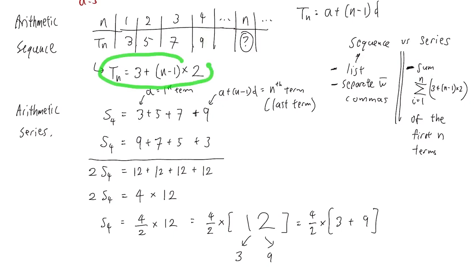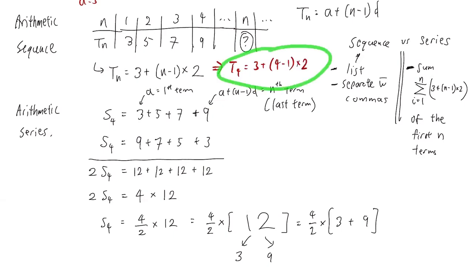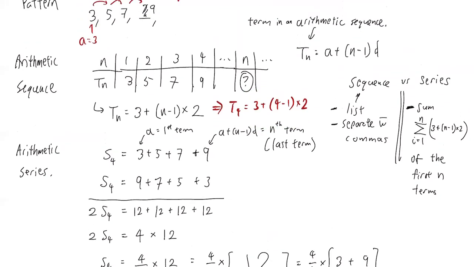By using the formula here, but you substitute n with 4, right? So T4 equals 3 plus 4 minus 1 times 2. Do you agree with this one? Oh, you can think of it like this, just to help you.